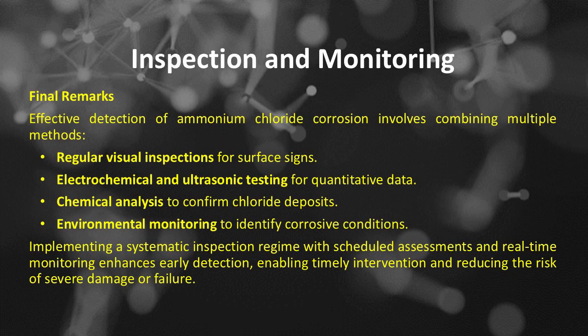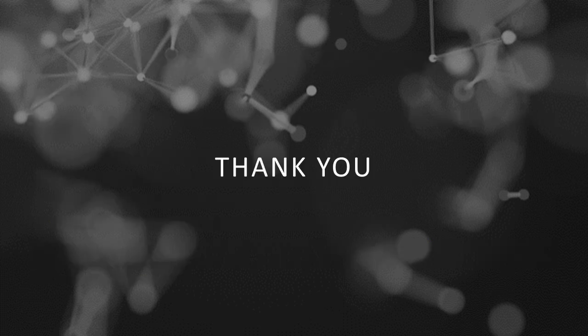Inspection and monitoring methods. Final remarks. Effective detection of ammonium chloride corrosion involves combining multiple methods as follows: regular visual inspections for surface signs, electrochemical and ultrasonic testing for quantitative data, chemical analysis to confirm chloride deposits, and environmental monitoring to identify corrosive conditions. Implementing a systematic inspection regime with scheduled assessments and real-time monitoring enhances early detection, enabling timely intervention and reducing the risk of severe damage or failure.